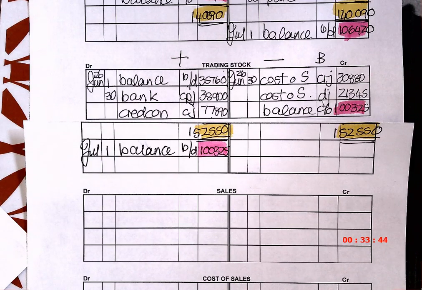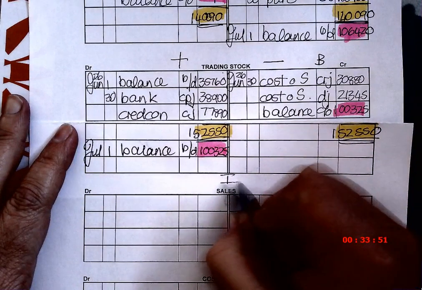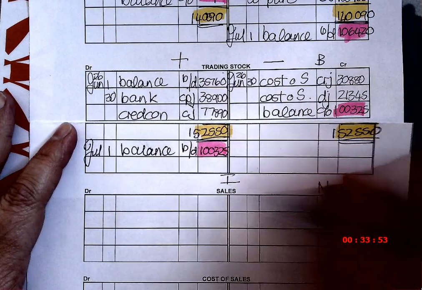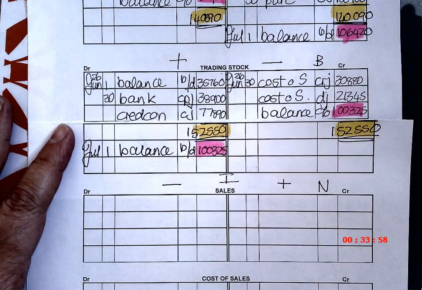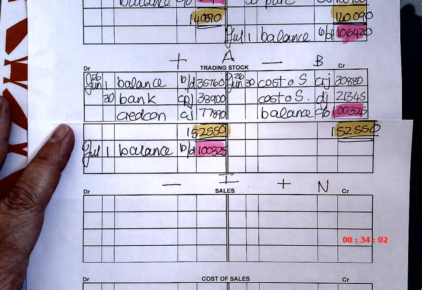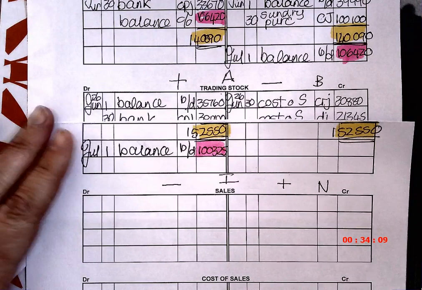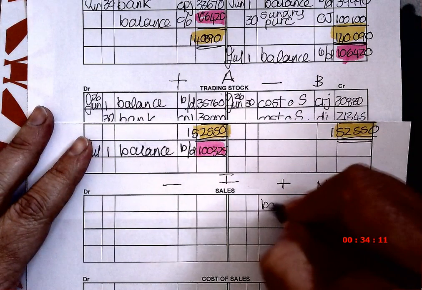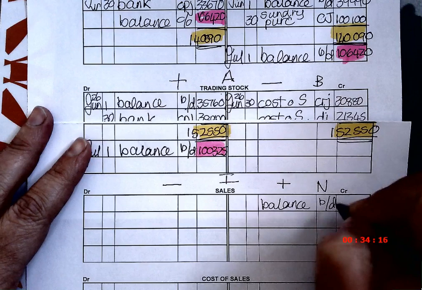Okay, let's go to sales. Sales is an income. So it's a nominal. So it's a minus plus. Alright. Asset. Sorry, I forgot to say trading stock is an asset. Okay, let's go on. So sales will have a credit balance. Can you see again? This is a T account, because it's an income.